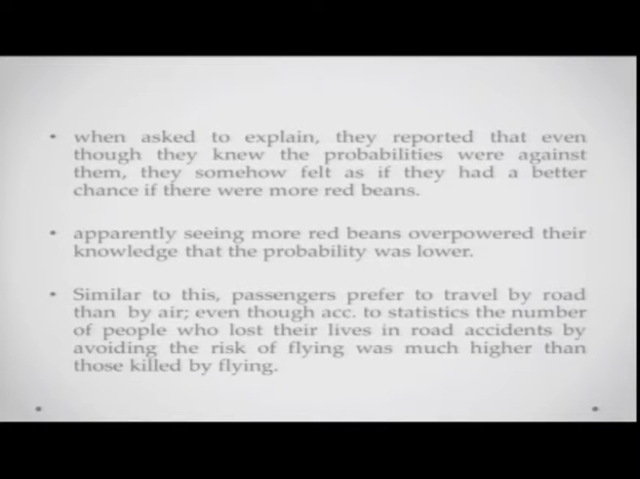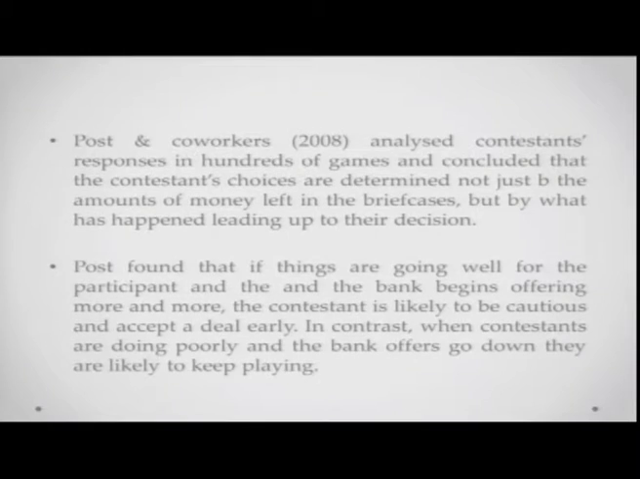Similar to this, you can take another example: passengers preferring to travel by road instead of by air, on the sense that there is a better chance of surviving without an accident if I am traveling by road as compared to by air. But the actual data says that more people die in road accidents as compared to air accidents. So again, people are following this while ignoring things like base rate and what is more probable or not.